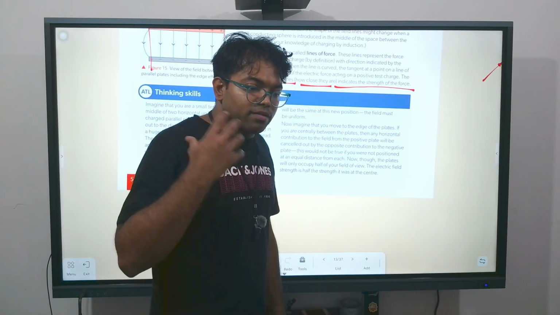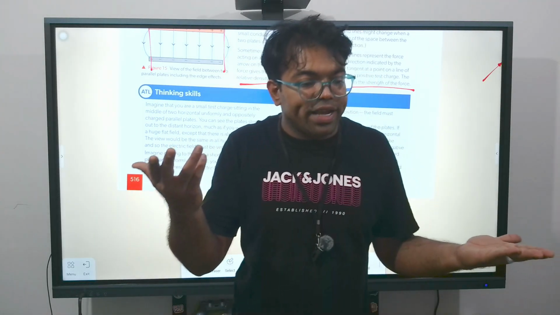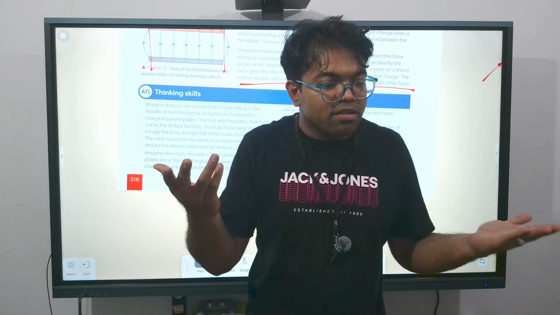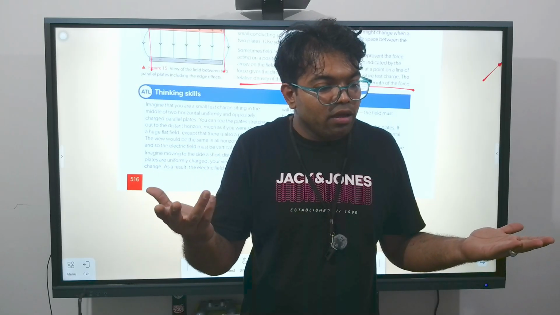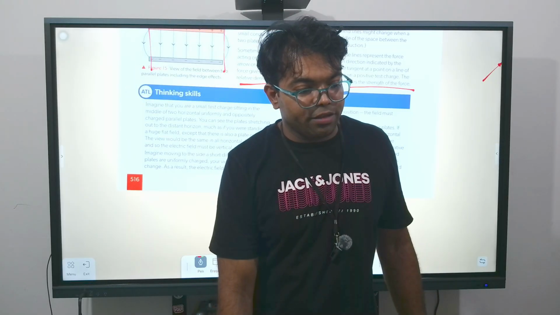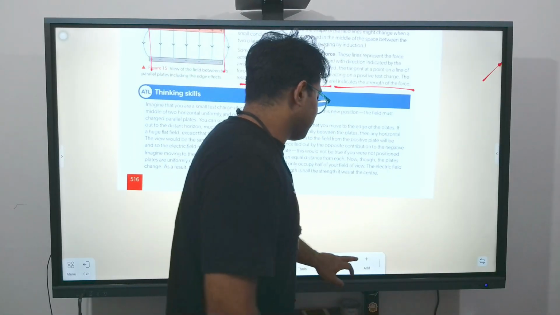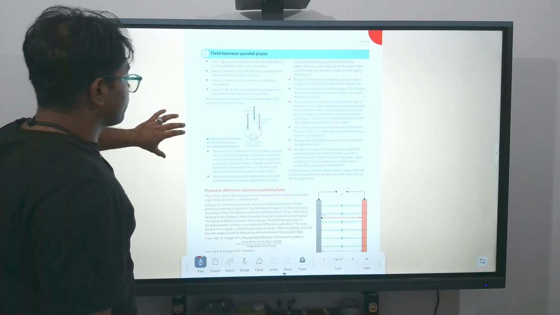Understood? This is how you have to imagine the electric field lines between two plates. Understood? As if you are walking in a field with the clouds above you pouring rain and the ground beneath you. Okay, both of these are plates. Understood? Next.